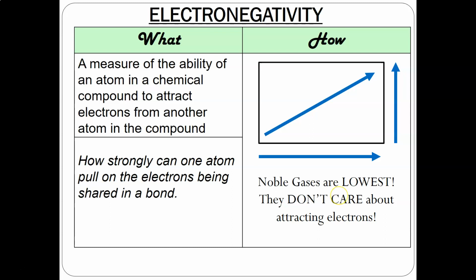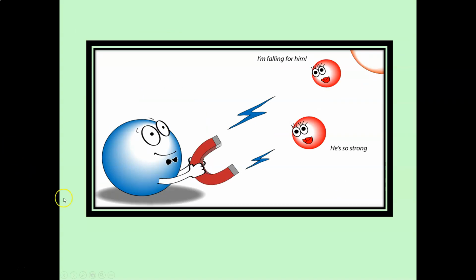So you need to be careful that when you're drawing your arrows, you do not include the noble gases. You should point your arrow towards francium. Do not point it into the noble gas column. Always make sure you understand that the noble gases are the highest for ionization energy, but for electronegativity, they're the lowest. So here's our electronegative atom, and it's pulling harder on the electrons.